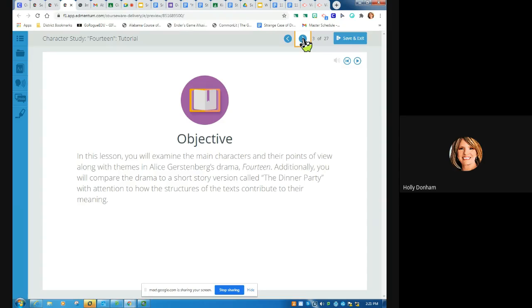The text structure of Alice Gerstenberg's is a play, okay? And the text structure of The Dinner Party is the short story. So that's what it means when it's talking about text structure or structures of text. There's plays or drama, there's short stories, there's poems, there's all different types of printed structures. So we want to compare and contrast the differences.